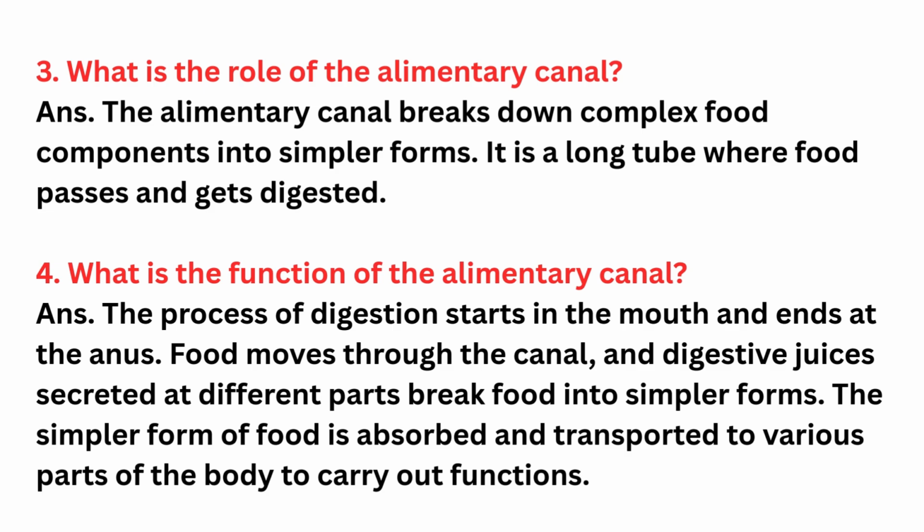The alimentary canal breaks down complex food components into simpler forms. It is a long tube where food passes and gets digested. Question number 4. What is the function of alimentary canal? Answer. The process of digestion starts in the mouth and ends at the anus. Food moves through the canal and digestive juices secreted at different parts break it down into simpler forms. The simpler form of food is absorbed and transported to various parts of the body to carry out functions.